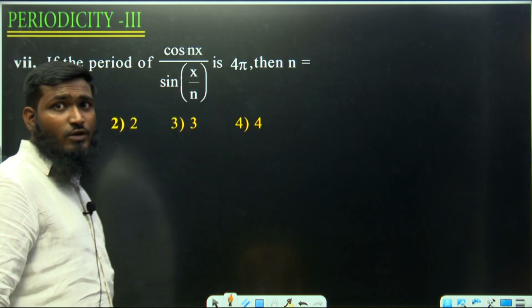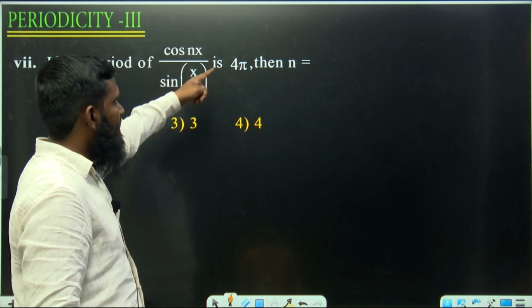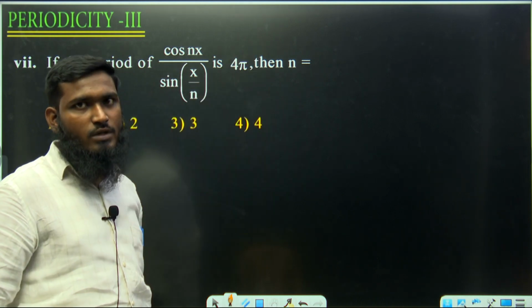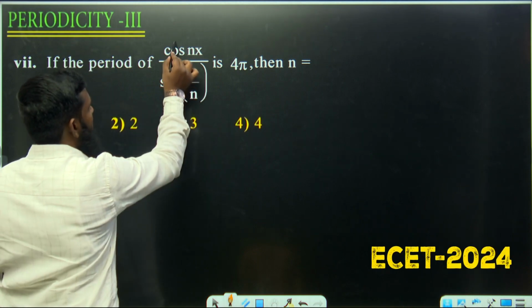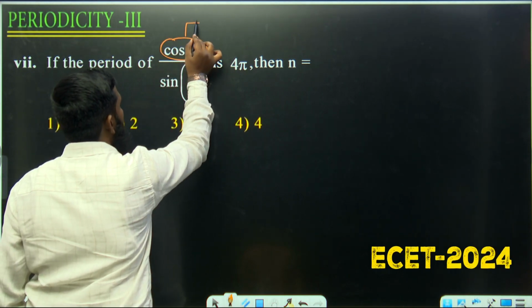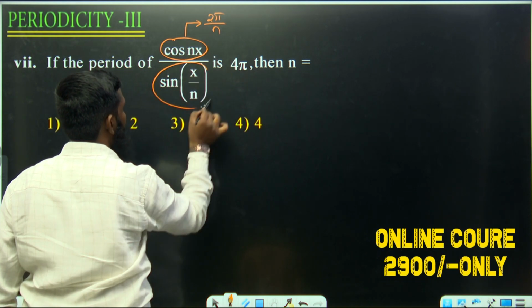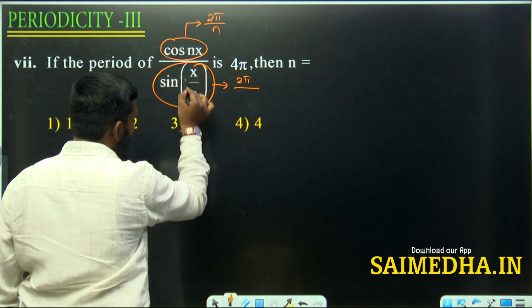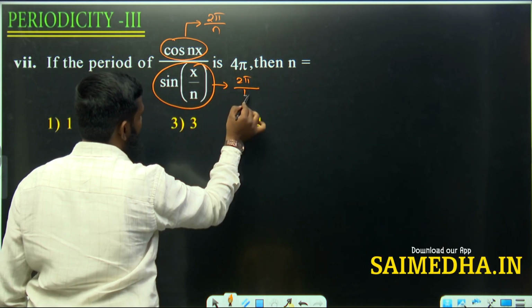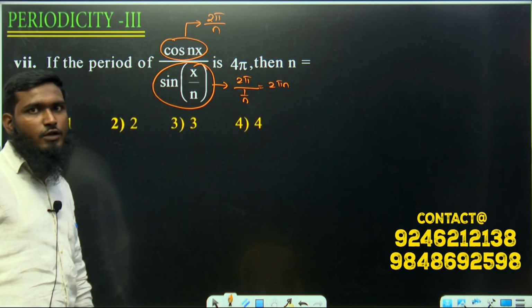Now let us go with the next question. The period of cos(nx) plus sin(x by n) is 4 pi, then n is equal to. Already the answer is given; we have to find the n value. First, what is the period for this part? We get 2 pi divided by n. What is the period for this part? 2 pi divided by 1 by n. What is the coefficient? 1 by n. So we get 2 pi n. Okay, so these are the two answers.